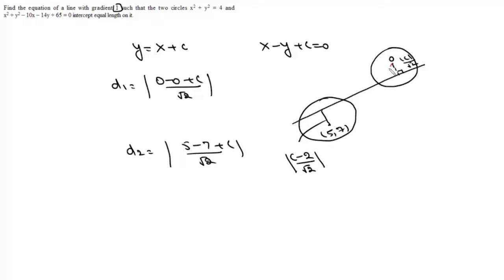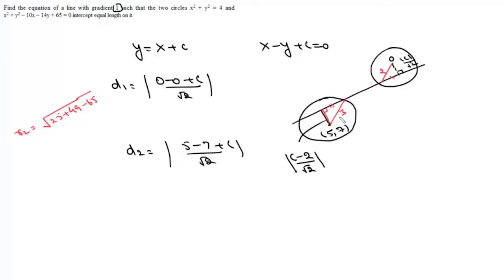Now the radius of this first circle is 2 units, and for this second circle, the radius is under root of 25 plus 49 minus 65. Now 65 minus 25 is 40, and 49 minus 40 is 9. So this radius is 3. Now these two lengths are equal. So basically we'll use Pythagoras theorem and equate these two lengths.